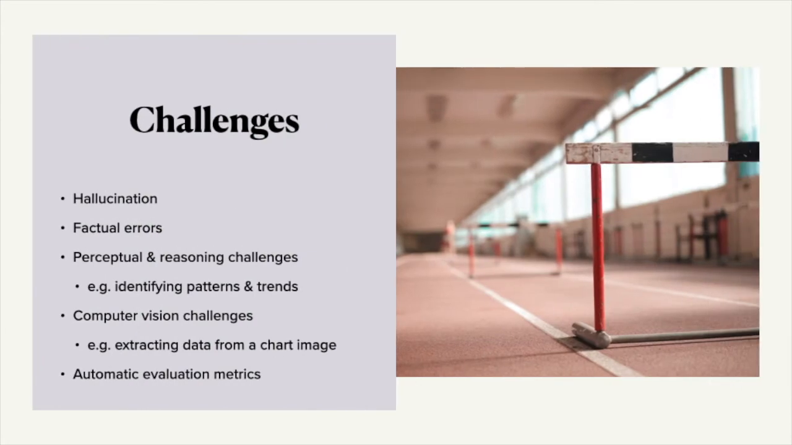After training these models and looking at their outputs, we identified a few key challenges faced by the models in generating the chart summaries. The first was hallucination, where the model sometimes generates tokens that are completely irrelevant to the chart. The next is factual errors, where the model incorrectly reports data values and facts from the chart. Then there were also perceptual and reasoning challenges, because chart summaries are often expected to be able to describe complex patterns and trends found in the chart. However, identifying these patterns and trends proved to be a challenging task for the models.